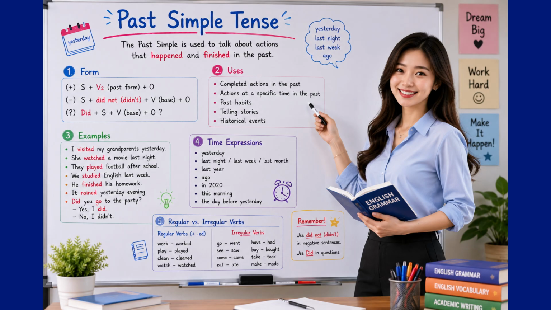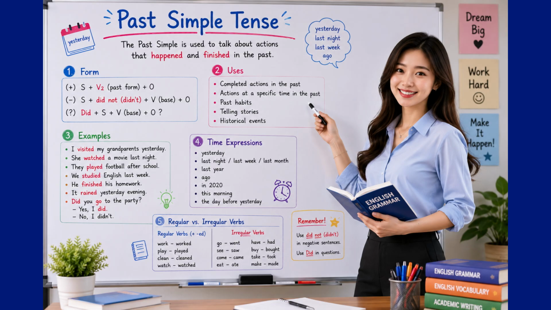Common time expressions. The past simple often uses words and phrases that indicate past time. Examples: yesterday, last night, last week, last month, last year, 2 days ago, 3 years ago, in 2020, this morning, when I was young. Examples: I visited my friend yesterday. She graduated last year. They moved here in 2020. We met 2 weeks ago. These expressions help listeners know when the action happened.